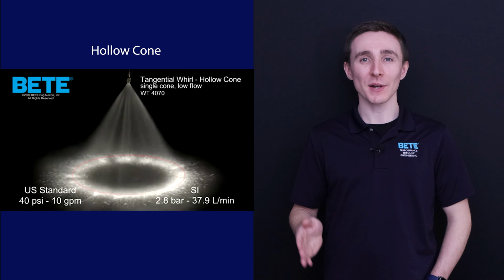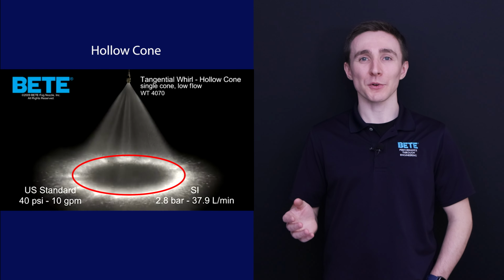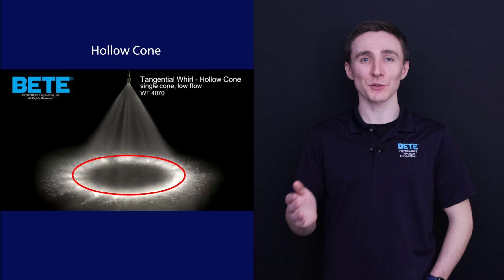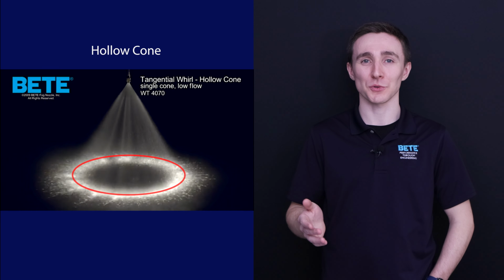Hollow cone spray patterns produce a ring-like spray with droplets concentrated on a conical surface. They are great for creating a good interface between air and the surface of the droplets, making them ideal for gas cooling, gas scrubbing, and dust control.